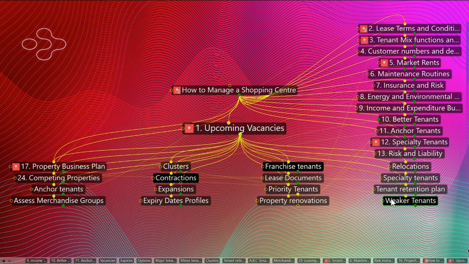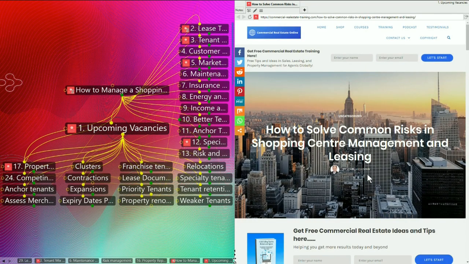And the last point here on the list is weaker tenants. So there are weaker tenants, of course, in most shopping centres, and they have to be weeded out over time when they get to the end of their lease and or when some other event allows them to be removed from the property. So when you look at all of these things, many different issues to consider within the upcoming vacancies. As I said to you before, you can print out this particular article from the website, How to Solve Common Risks in Shopping Centre Management and Leasing. So check that out. So let's go back here now.